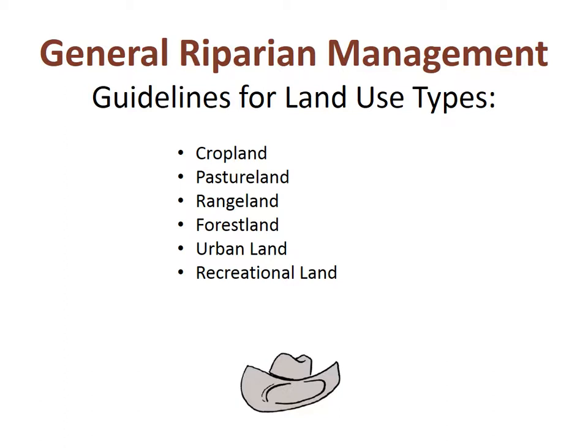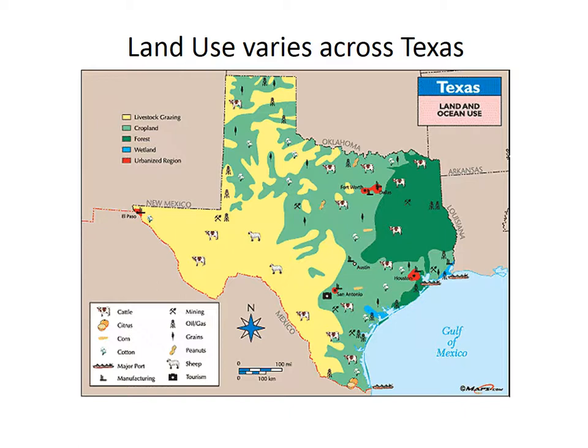Riparian management practices and techniques are determined in large part by the surrounding land use. Land that is in agricultural production usually has different riparian issues than urban or recreational land. Likewise, land that is used for timber production has different issues than land that is used for row crops or for livestock grazing. Land in the eastern half of Texas tends to include mostly forest and croplands, and land in the western portion is mostly used for livestock grazing.